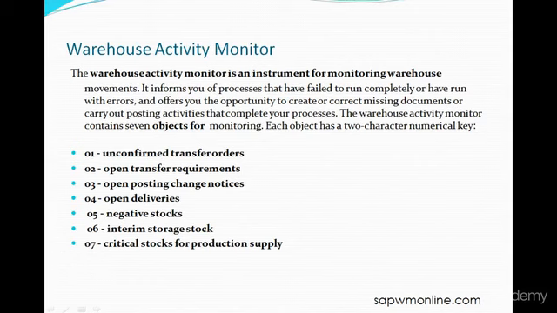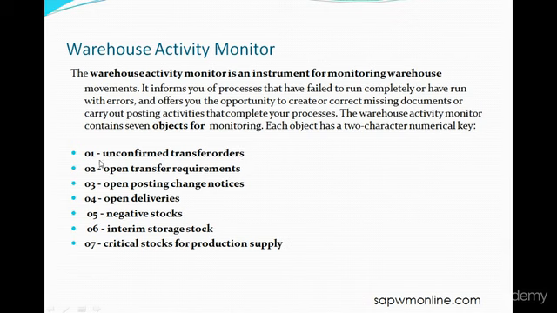The Warehouse Activity Monitor is an instrument for monitoring warehouse movements. It informs you of the processes that have failed to run completely or have run with errors, and offers you the opportunity to create or correct missing documents or carry out posting activities that complete your processes. The Warehouse Activity Monitor contains 7 objects for monitoring. Each object has a 2-character numerical key. Standard SAP has already defined these objects, from serial number 1 to serial number 7, and they take care of the documents defined against each serial number.